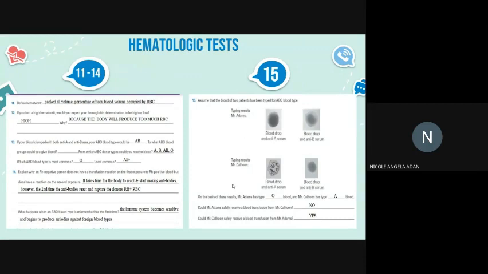Number 15. Assume that blood of two patients has been typed for ABO blood type. On the basis of these results, Mr. Adams has O blood and Mr. Calhoun has A blood. Could Mr. Adams safely receive a blood transfusion from Mr. Calhoun? The answer is no. Could Mr. Calhoun safely receive a blood transfusion from Mr. Adams? The answer is yes.